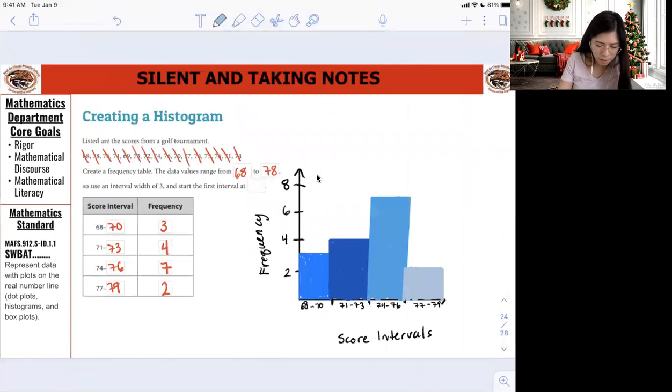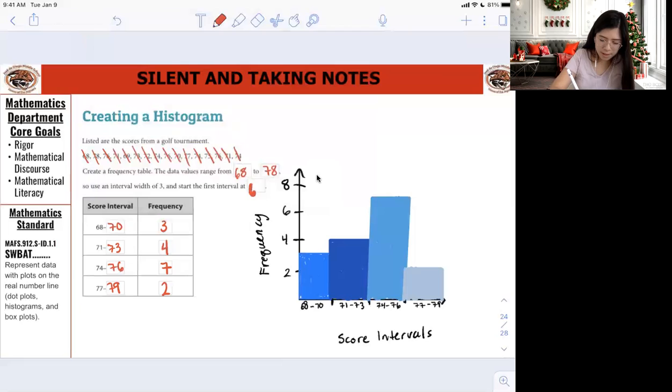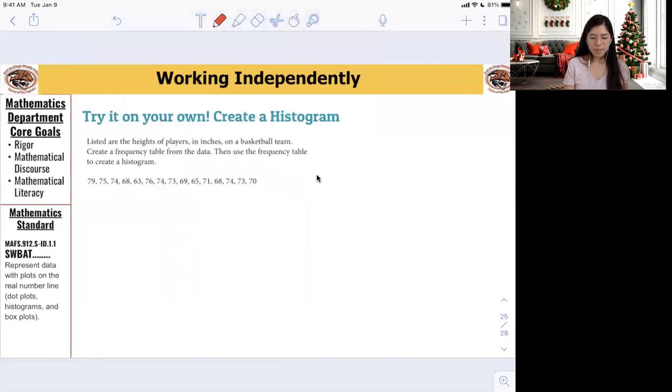Oh, use an interval width of 3 and start the first interval. So the first interval started at 68. That's all that was. Oh, okay. Because what if that happens in the test? We'd be like, oh. Yeah, make sure you fill in all your answers. Okay. So skipping that one.